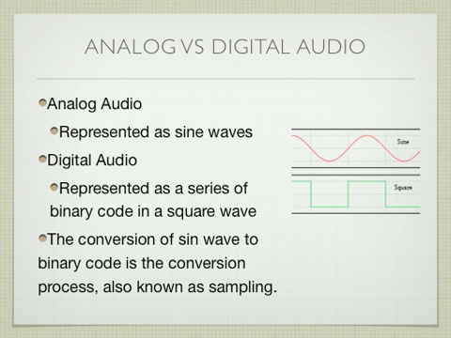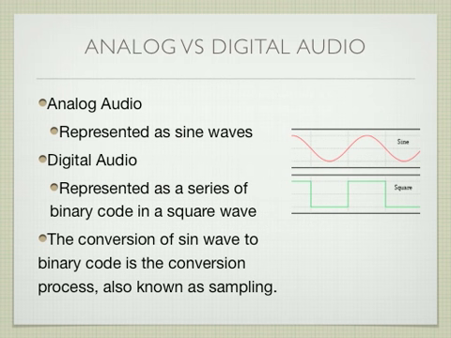So the basis of recording in modern day studios is the analog to digital audio conversion process. Firstly, you need to understand what analog audio is. Basically, it's data represented as sine waves, whereas digital audio is represented as a series of binary code in square wave form. If you don't know what binary code is, it's okay. We'll be covering it later in this short presentation.